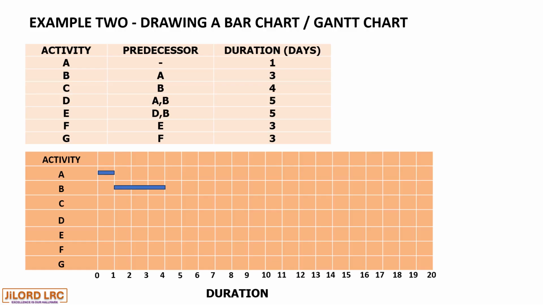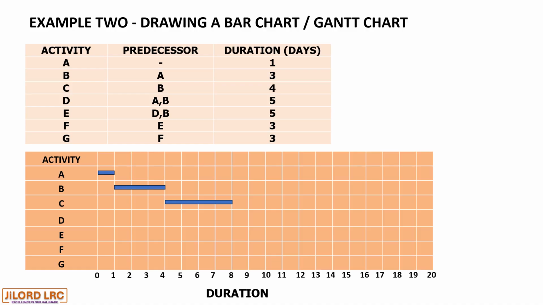C has a duration of 4 days and has to start at the end of B. With C being 4, when added to 4 days on the chart, we have 8 days. Now, activity D has to start when A and B are completed. Now, D cannot start until A and B are completed.